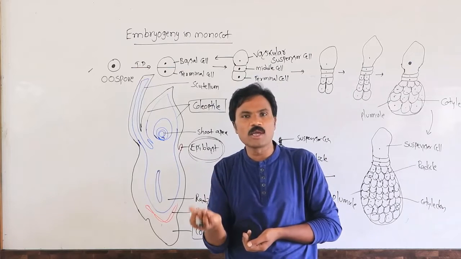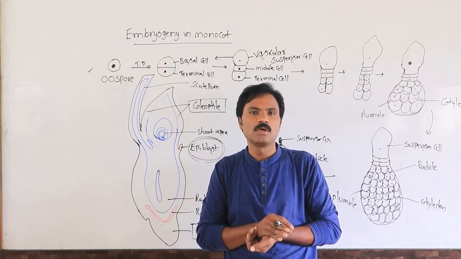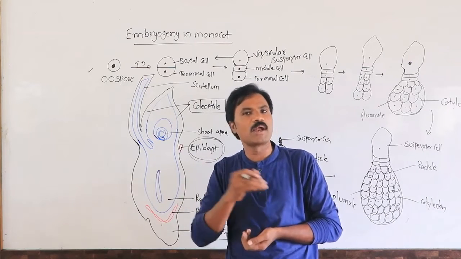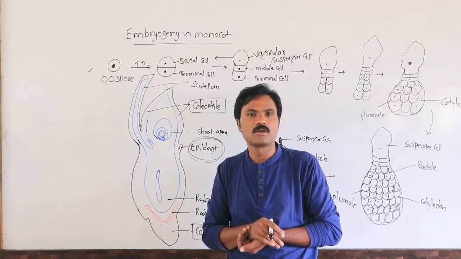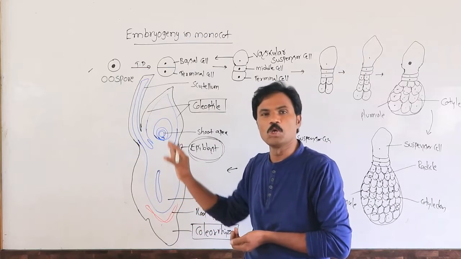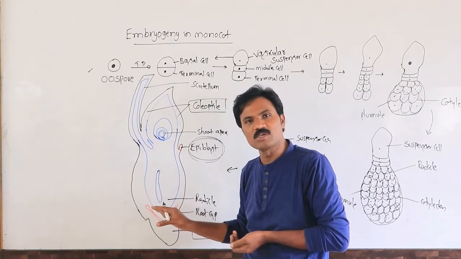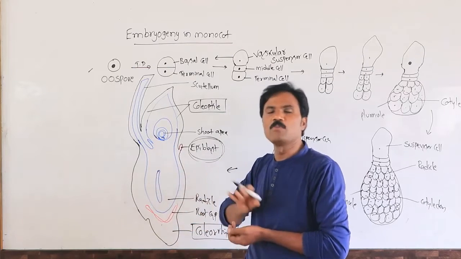Whereas epicotyl is related to the plumule and hypocotyl is related to the radical, both are common to monocots and dicots. But coleorhiza and coleoptile are specific characteristic features of the monocot embryo.